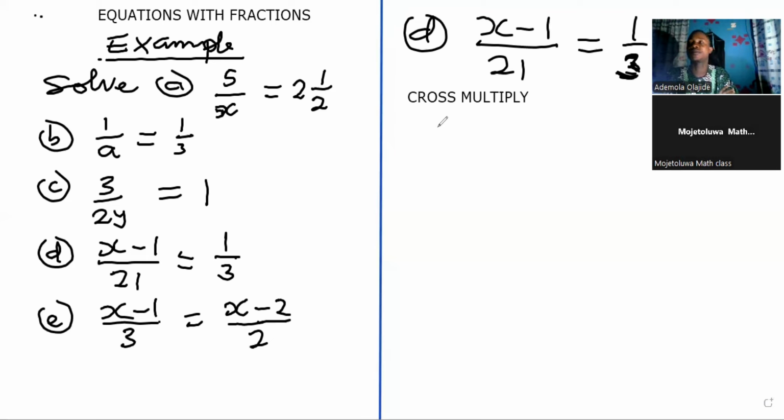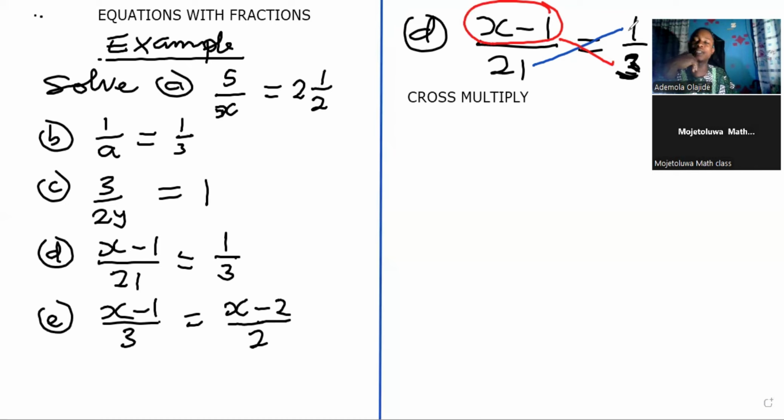I expected you to tell me that 21 will come and multiply that one. 21 will come to multiply this one. And the x minus 1 up here, we come and multiply this 3. X minus 1 will come and multiply this 3, while 21 will go up to multiply this 1. That's what you do there.